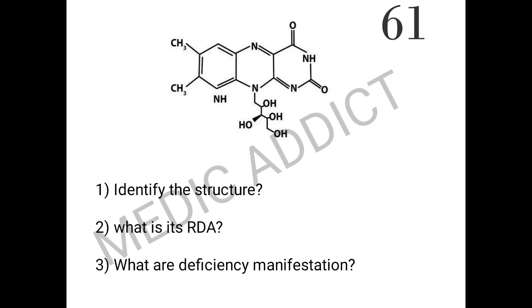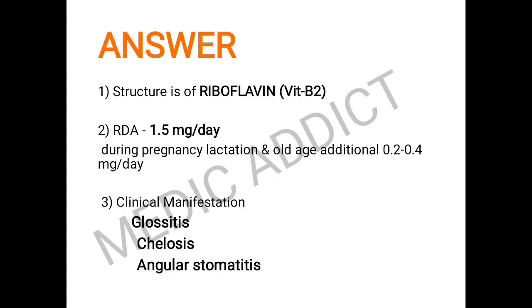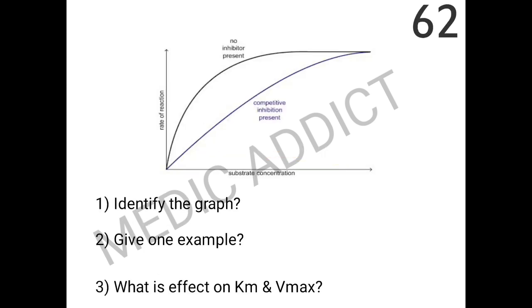So based on the given figure, we have to identify the structure. We have to give its RDA and its deficiency manifestations. So the given structure is of the riboflavin molecule, that is vitamin B2. The recommended dietary allowance is 1.5 milligram per day. During pregnancy, lactation and old age, an additional 0.2 to 0.4 milligram per day is required. The clinical manifestations are mainly dermal, that is glossitis, cheilosis and angular stomatitis. Let's move to the next spot.